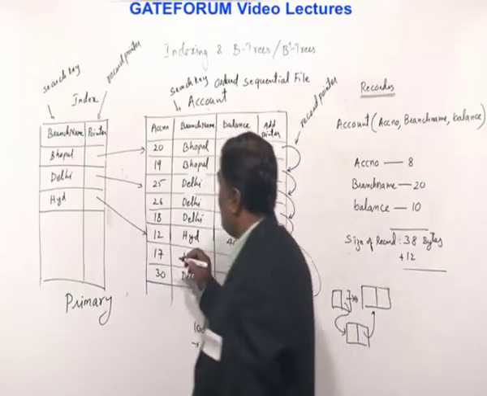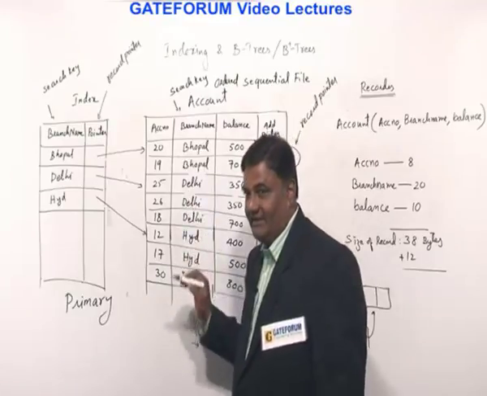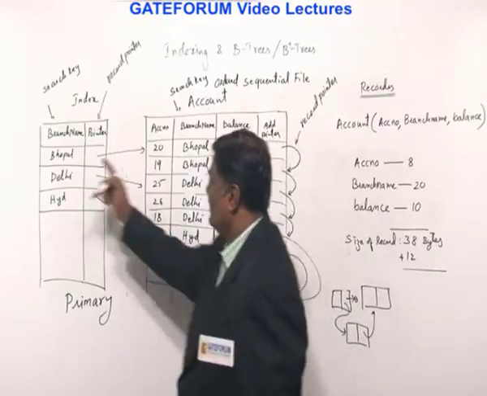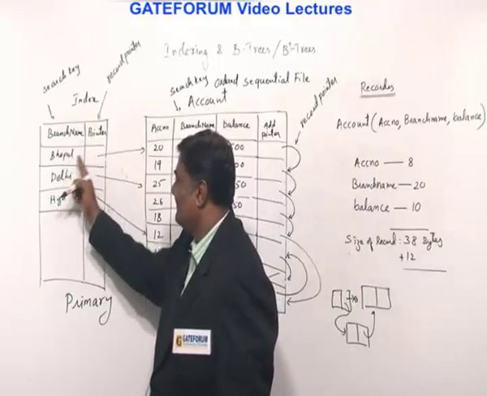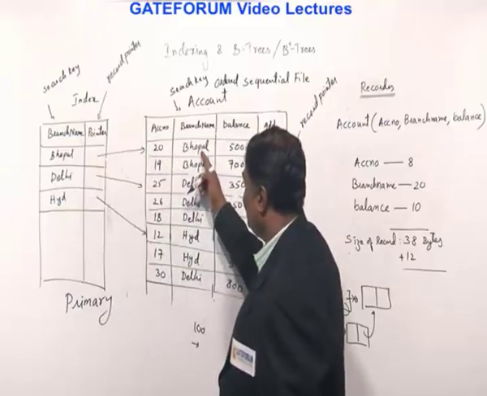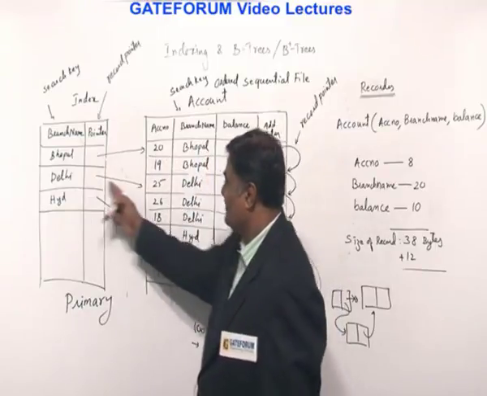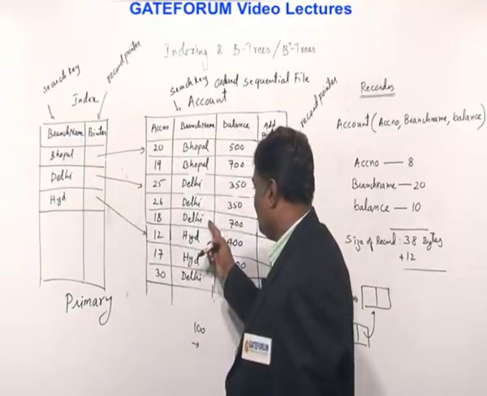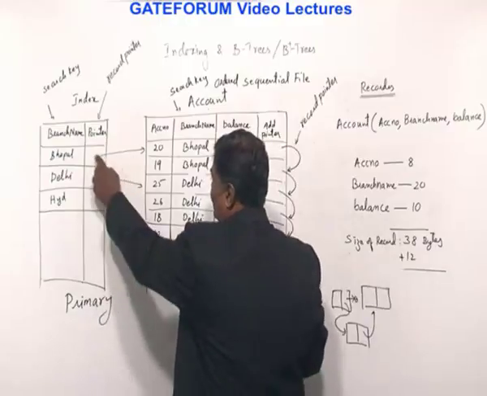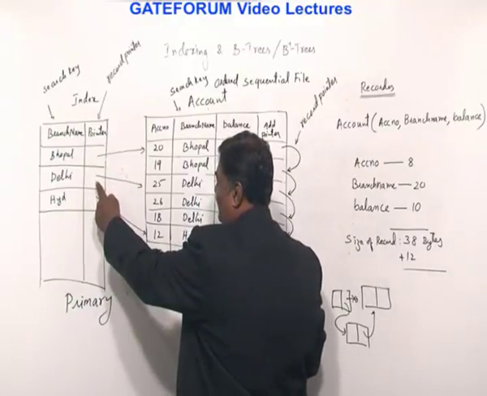Now, here we see, as I told you, the search key need not be a primary key. So there are more than one record with Bhopal. This Bhopal search key is pointing to the first record. Once you reach there, you can access all the records that belong to Bhopal. Once you reach Delhi, you can access all the records of Delhi. So you can access all the records from this pointer till before this pointer.